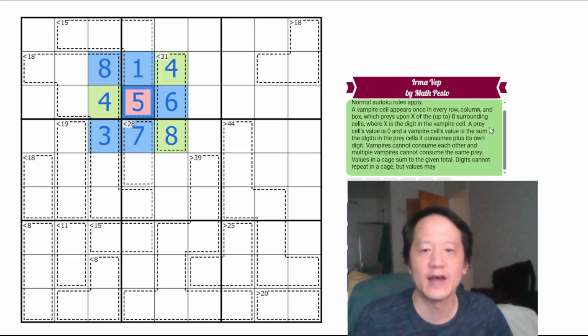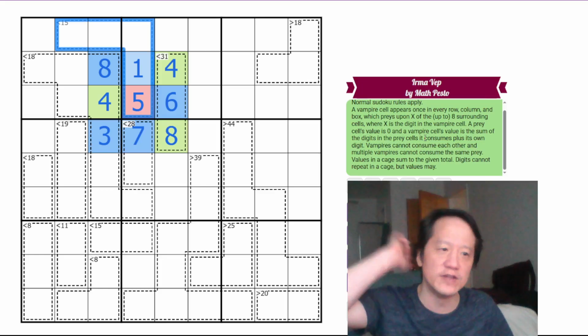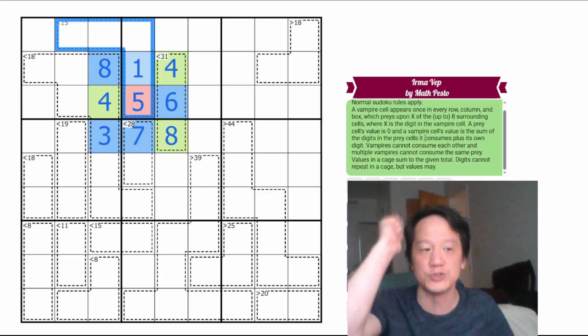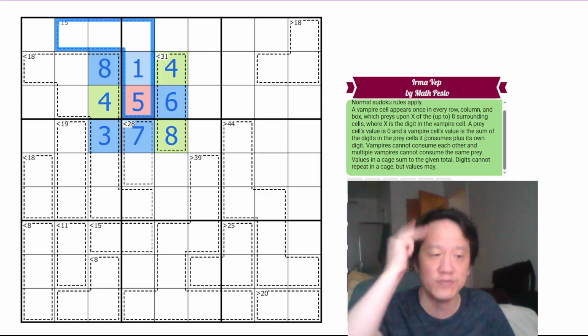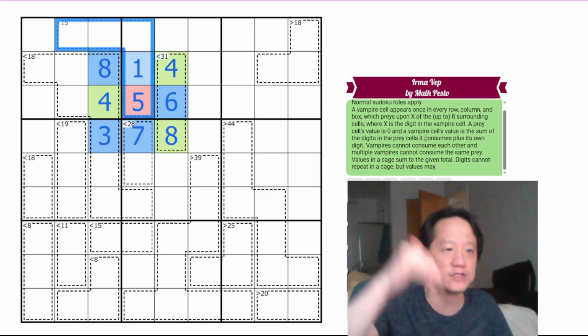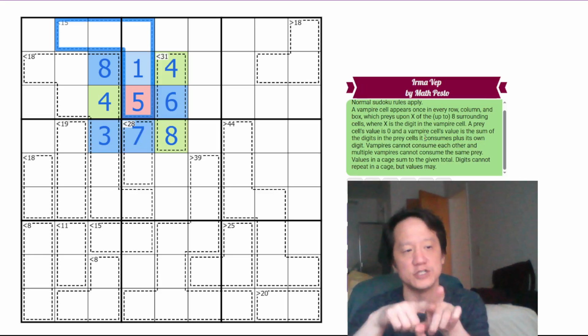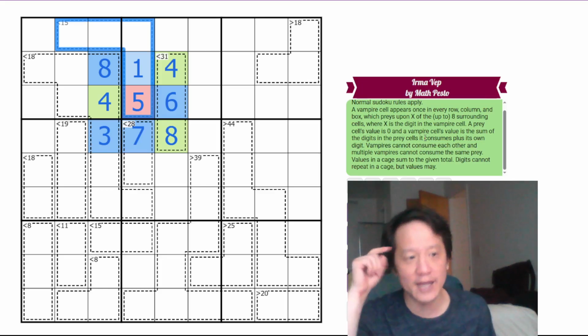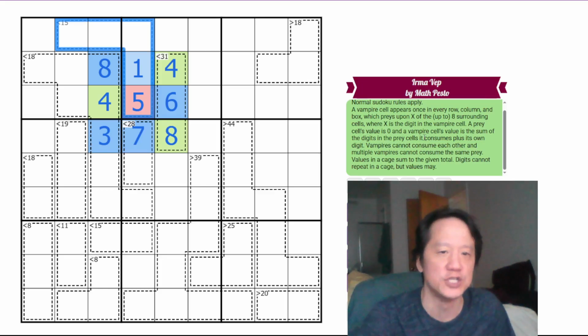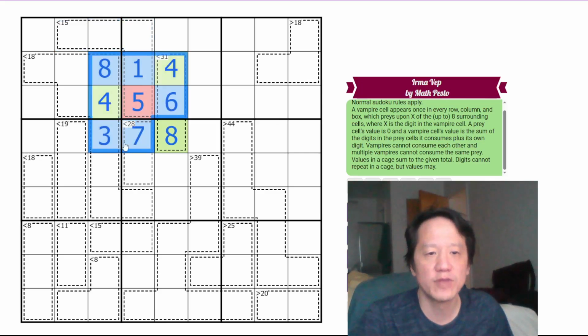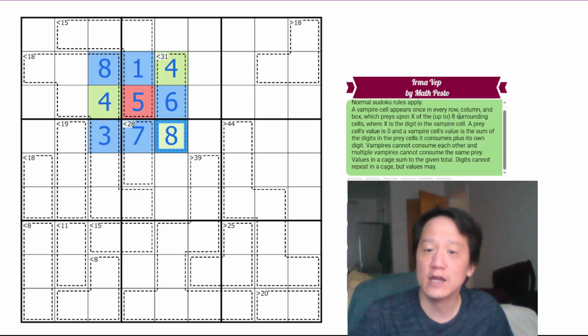And those are examples of how vampire cells work. The values in the cages are essentially the values of each cell, again dependent upon the vampire cells. If the cell is not preyed upon or is not a vampire cell, it's basically the value of the digit. If it is preyed upon, the value is 0. And if it's a vampire cell, it's the sum of all the digits that it preys upon, added to the actual digit in the vampire cell. And those are all the rules.